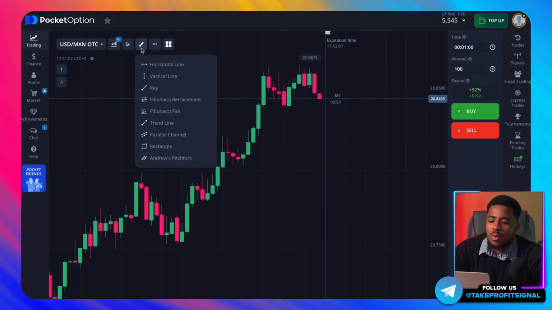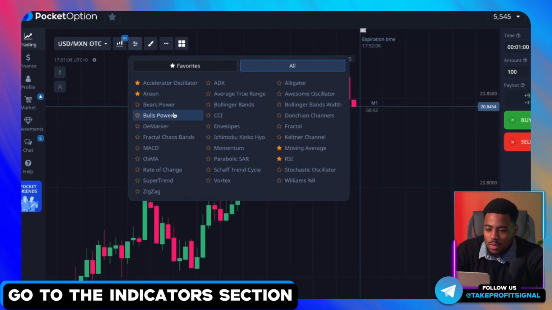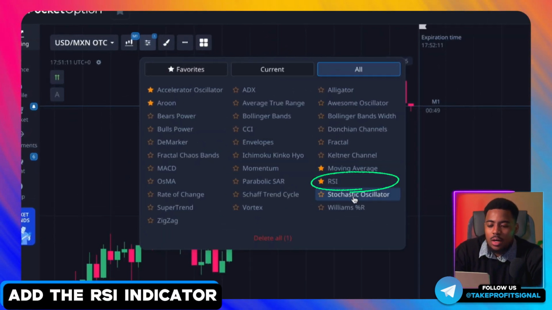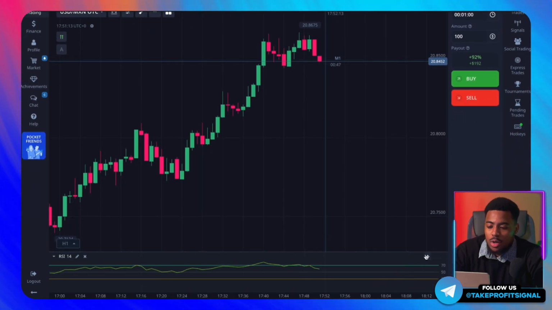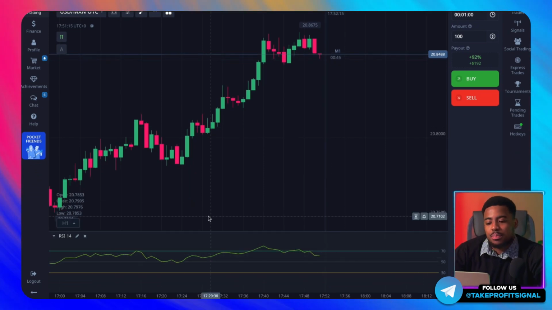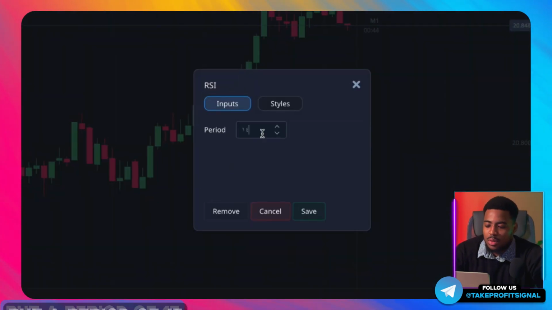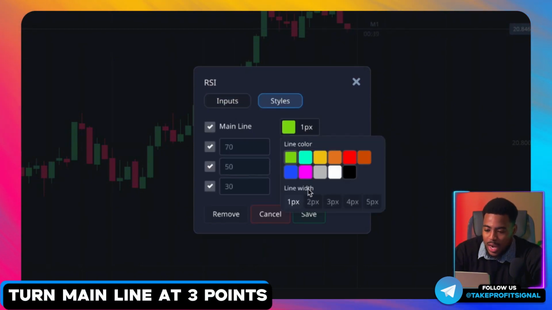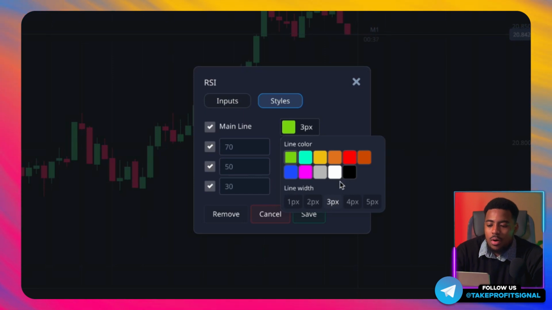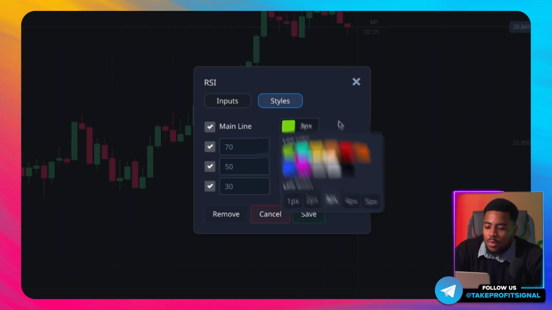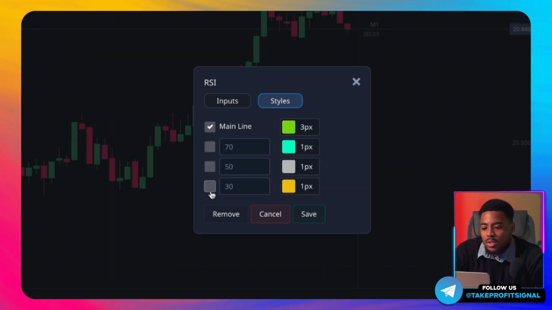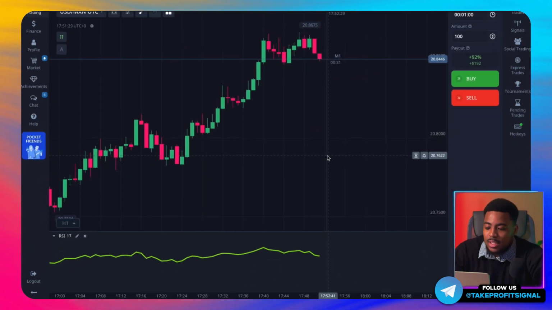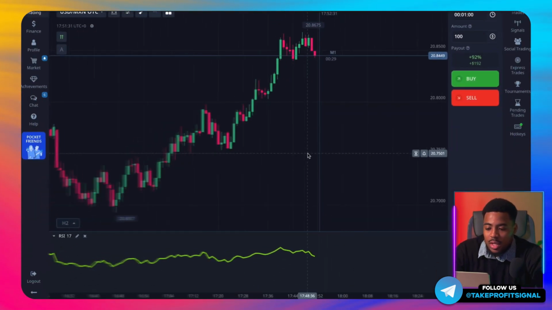Here is what we need to do. We need to go to the indicators section and add the RSI indicator. Now we are going to tune it a little bit. Go to the settings, put a period of 17, and in styles turn on the most important line at 30 points. All other lines can be turned off so that they don't interfere with us at all, because this is not going to be the most important thing now.